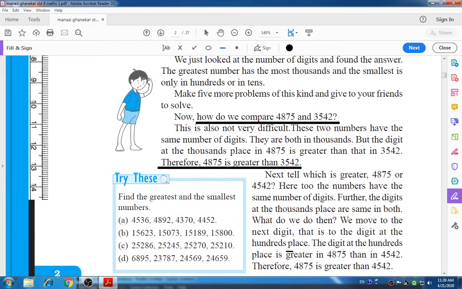Next, tell which is greater, 4,875 or 4,542? Yes, 4,875 is bigger, or greater, than 4,542. Here too the numbers have the same number of digits, that is 4. The digits at the thousand place are the same in both. Look here.